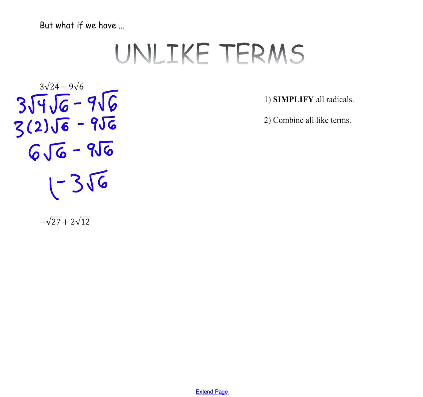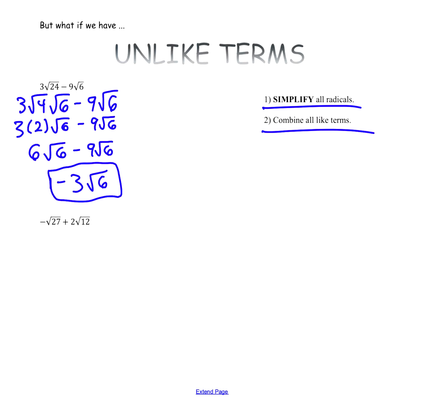So when we have unlike terms, make sure you simplify all the radicals, because they could be like terms in disguise, and then combine all the like terms if there are like terms. Let's look at the next one.